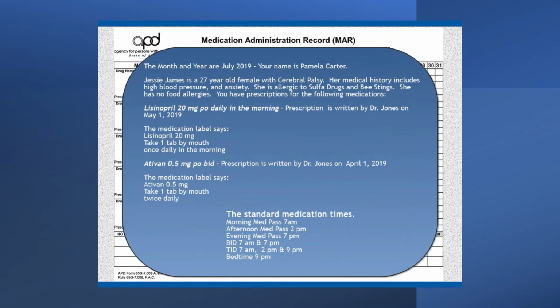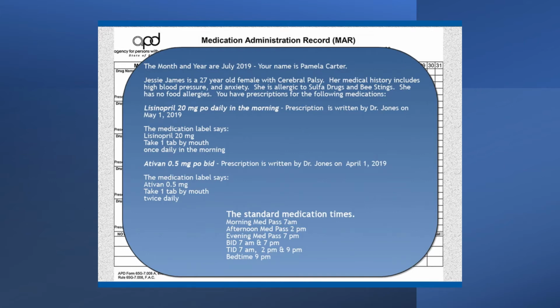The month and year are July 2019. Your name is Pamela Carter. Jesse James is a 27-year-old female with cerebral palsy. Her medical history includes high blood pressure and anxiety. She is allergic to sulfa drugs and bee stings. She has no food or other allergies.